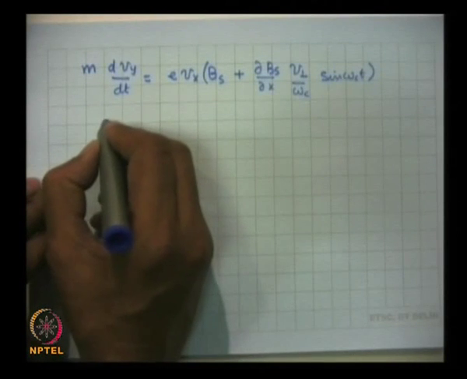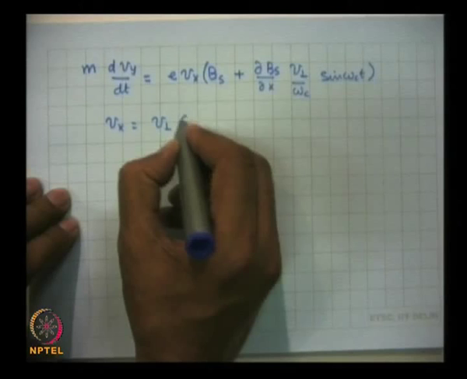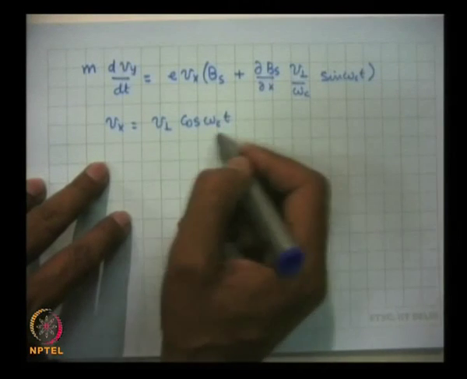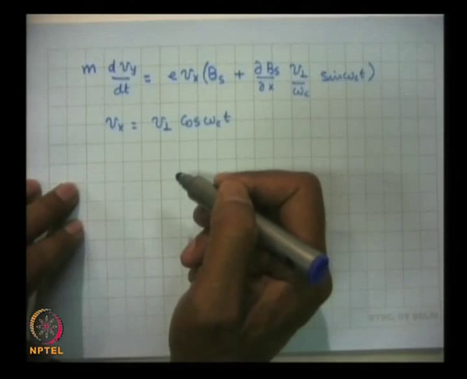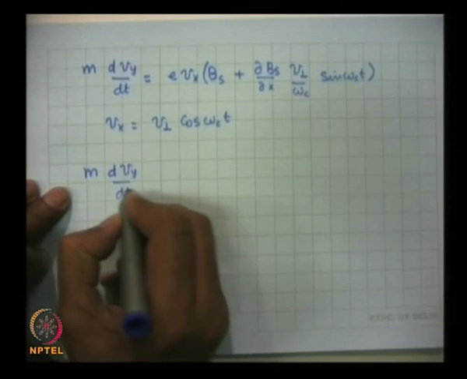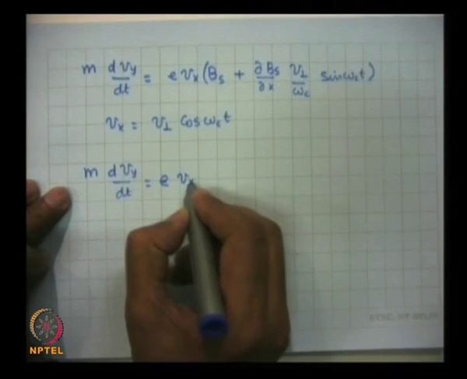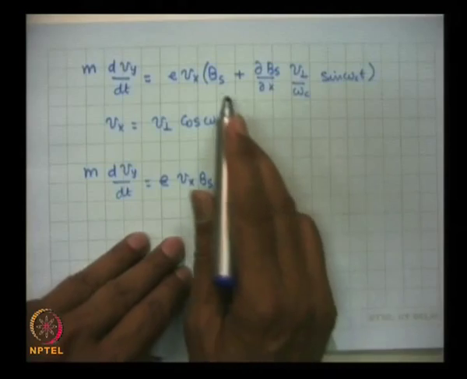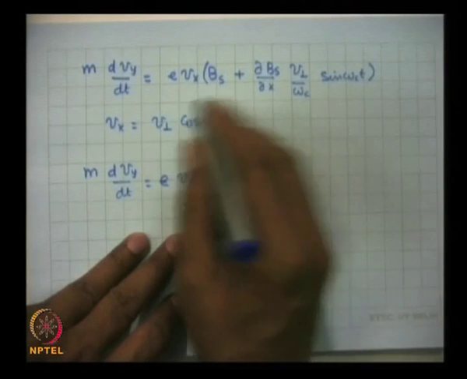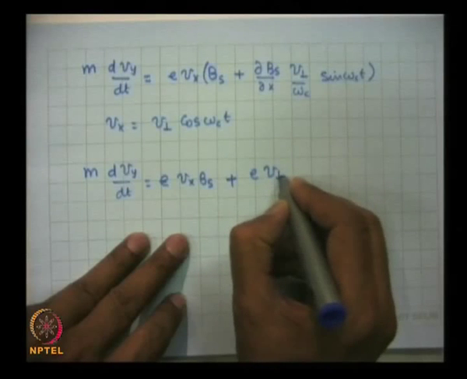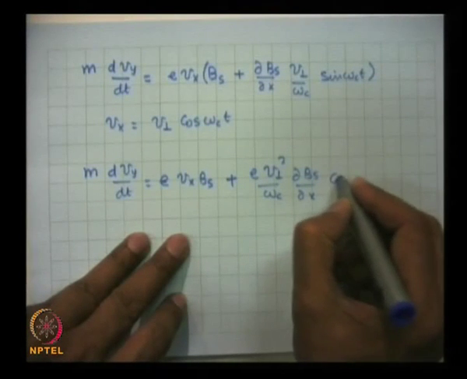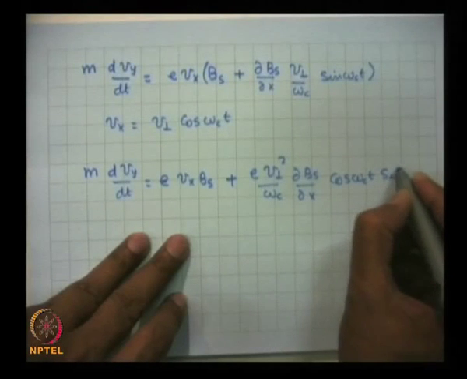And since Vx is equal to V perp cos omega_c t from our zeroth order solution when the magnetic field was uniform, if I substitute this in the second term of this bracket, then my equation will become m dvy/dt is equal to e Vx Bs, this term, which you get even if there is no inhomogeneity in the magnetic field, plus an additional term: plus e V perp squared by omega_c delta Bs by delta x into cos omega_c t into sin omega_c t.